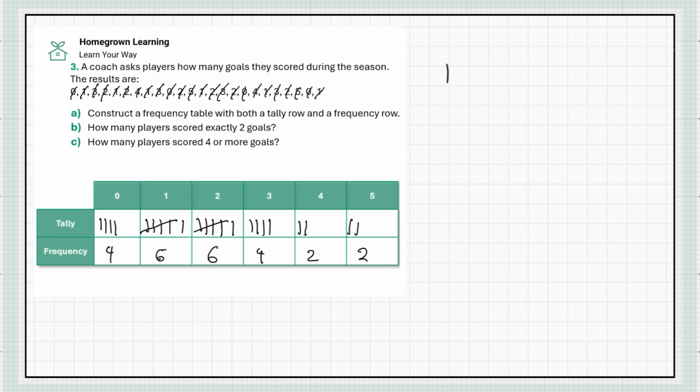Alright, let's do part B. So how many players scored exactly 2 goals? Well, that's this one here. So there were 6 players. And for C, how many players scored 4 or more goals? Well, that's 4 and 5, so that would be the 2 and the 2, which is 4 players.